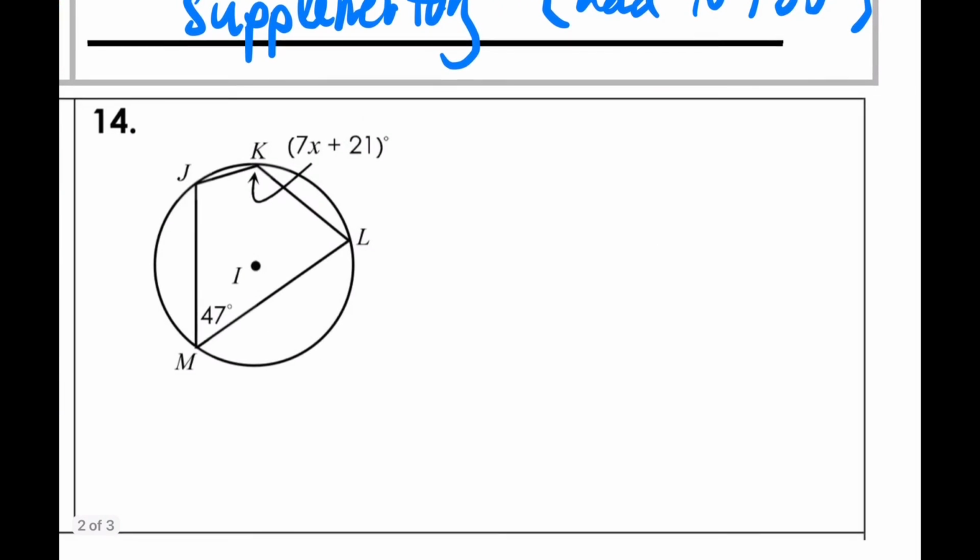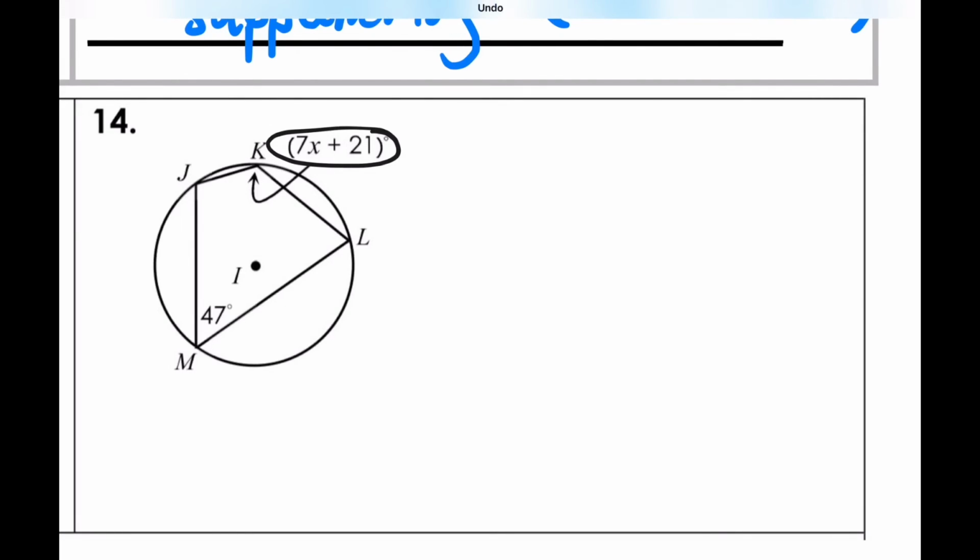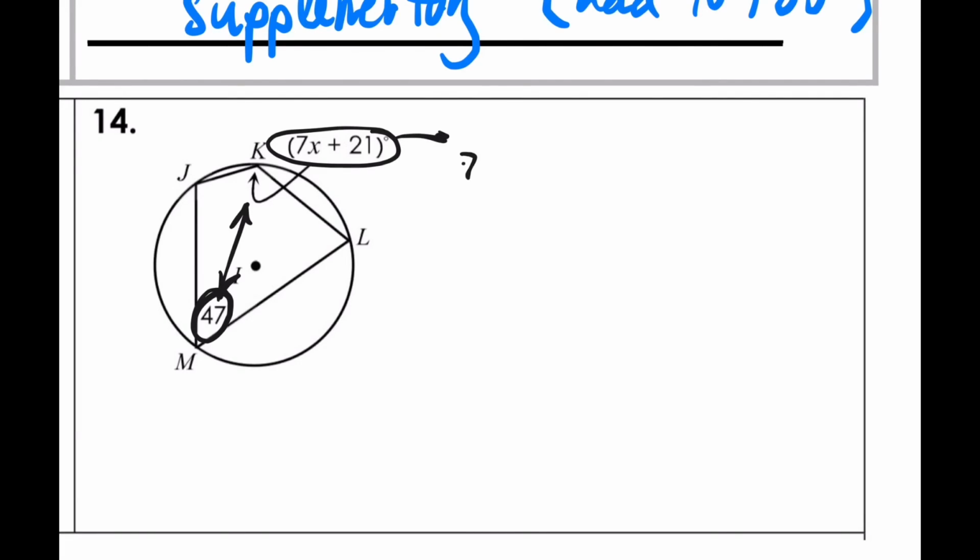Okay, check this one out. I want to find the angle 7x plus 21. Well, I want to find x. All right, here's what I'm looking at. I have this guy's 47. He's across from this other guy. We just had a theorem that said those guys are supplementary. What does that mean? That means they add to 180, right? So this angle, 7x plus 21, I'm just going to keep them in parentheses for simplicity's purpose, right? This guy plus 47 is equal to 180.